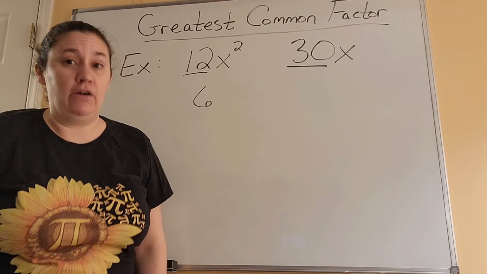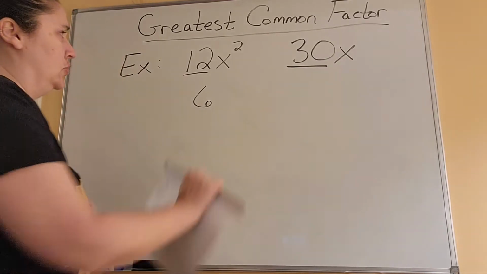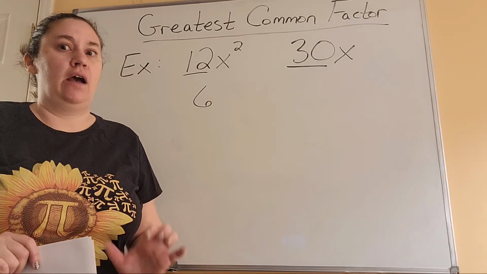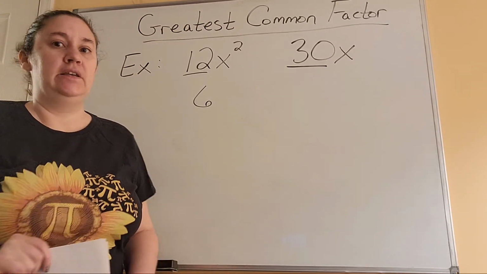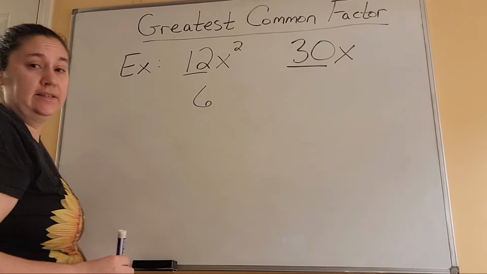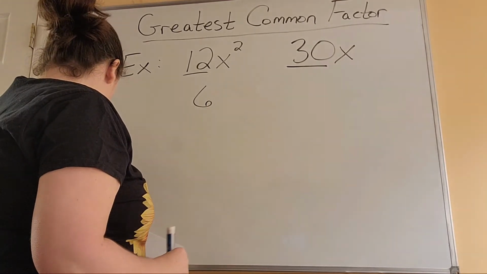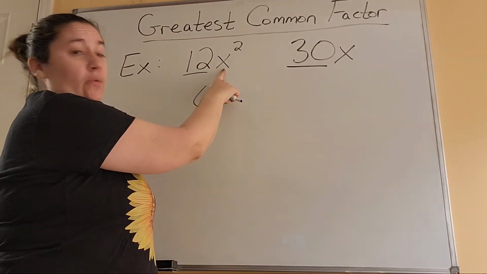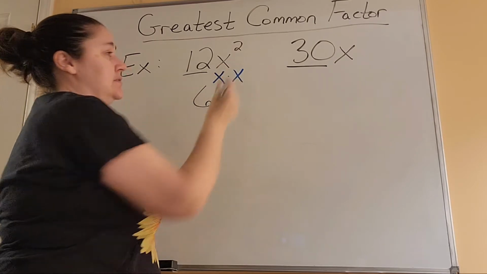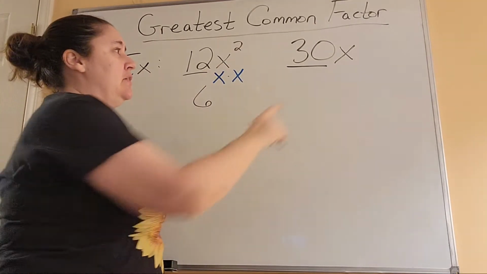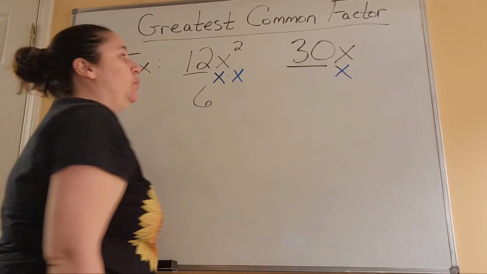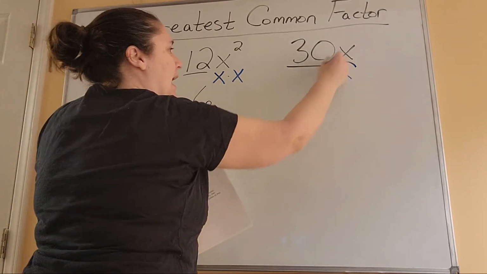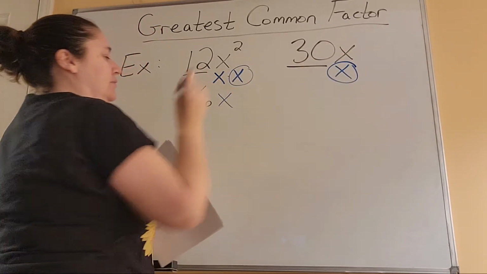Now, for the variables, we have to find the greatest common factor of x squared and x. That sounds really hard, but it's not. Here's how to do that. It's really, really easy. You take what variables they have in common. This is x squared, which means x times x. Everybody with me so far? This is just an x. We're going to write down the variables they have in common. They have one x in common, so write it down.